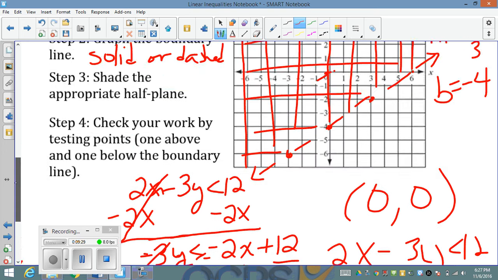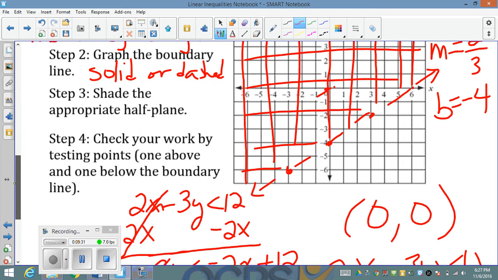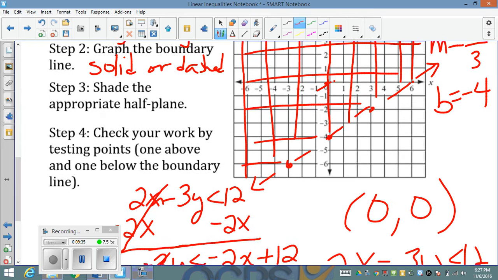It's a true statement and it is shaded. So I can be fairly certain that I shaded in the right direction. I could test a second point if I wanted to, and I will let you do that on your own.